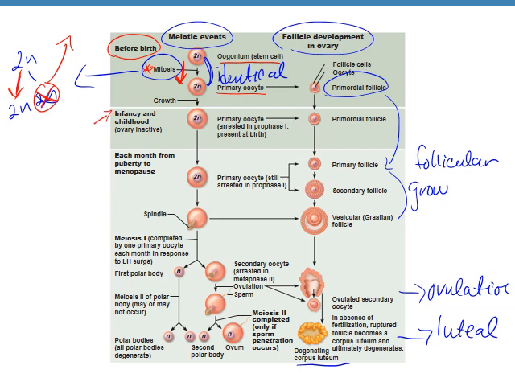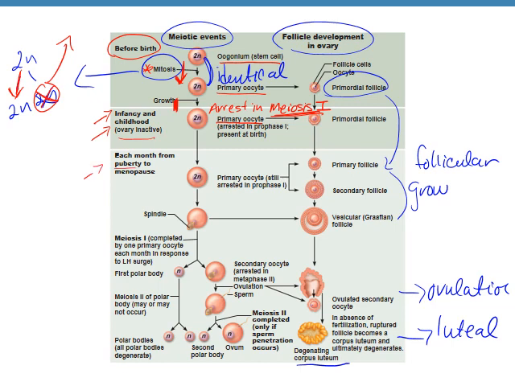All right, so now we're born. Our ovaries are still inactive, but this primary oocyte is arrested in meiosis 1. So between before birth and birth, it is growing. So it starts meiosis 1.